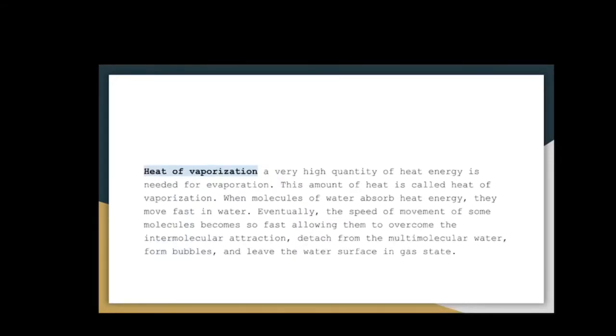Heat of vaporization. A very high quantity of heat energy is needed for evaporation. This amount of heat is called heat of vaporization. When molecules of water absorb heat energy, they move fast in water. Eventually, the speed of movement of some molecules becomes so fast, allowing them to overcome the intermolecular attraction, detach from the multimolecular water, form bubbles, and leave the water surface in gas state.